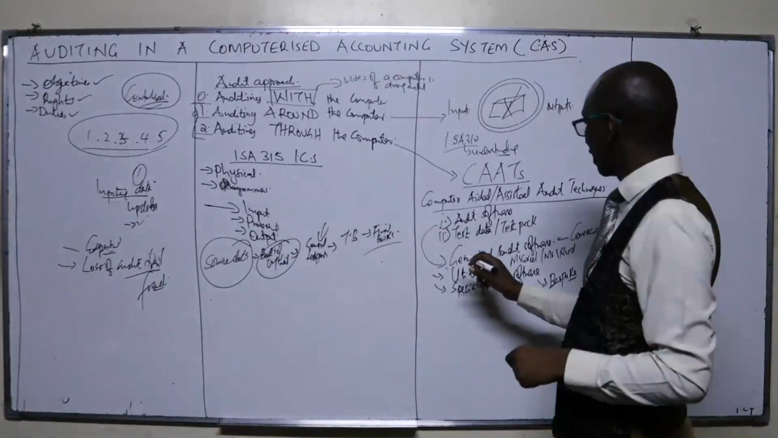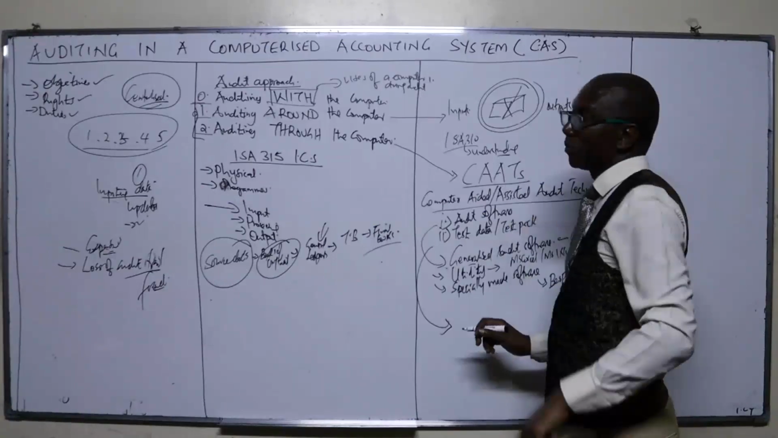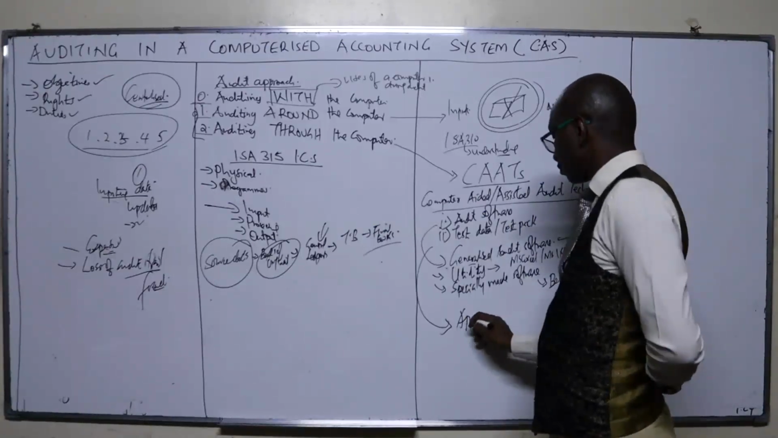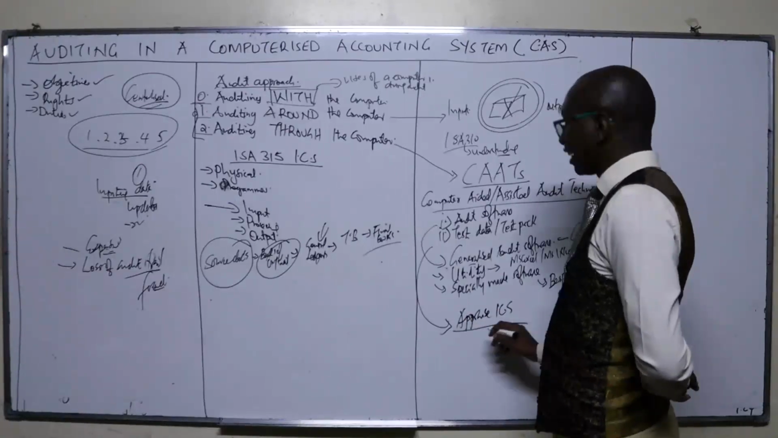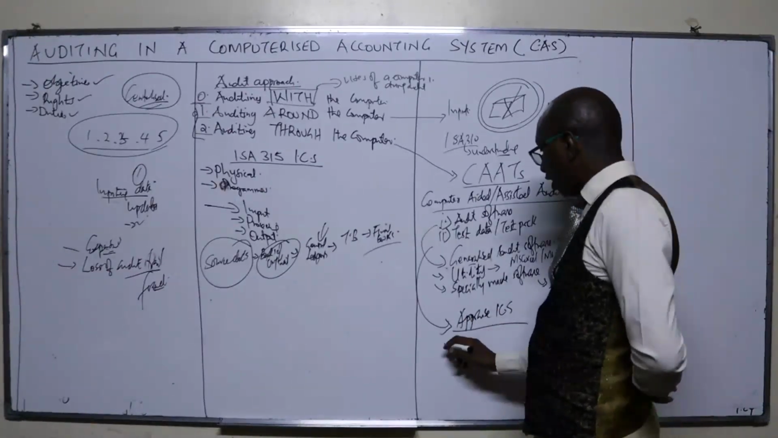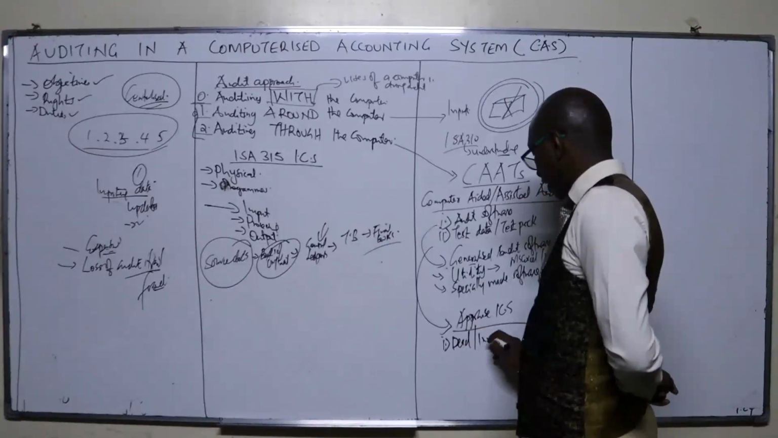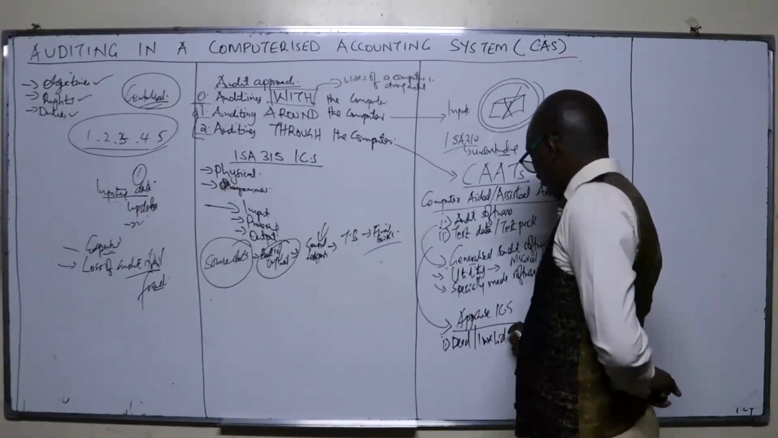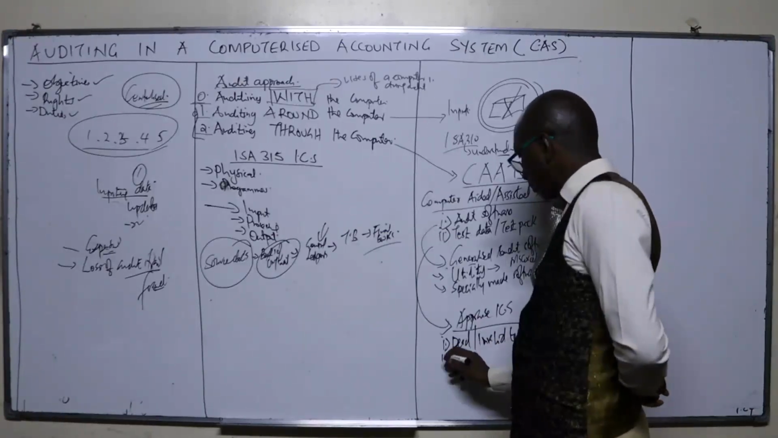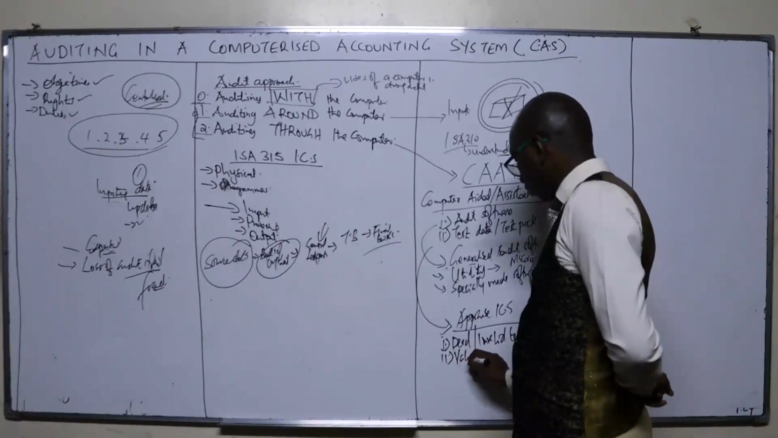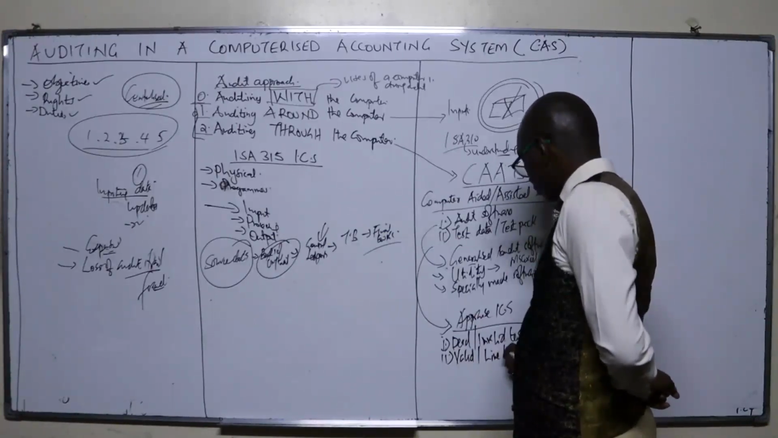Excellent. Now we have the test data or test packs. They are meant for purposes of appraising ICS. They assist to appraise ICS. Classified into two. Number one, dead or invalid test data. Then number two, valid or live test data.